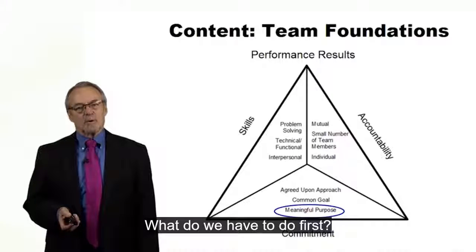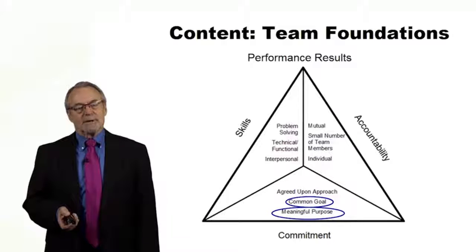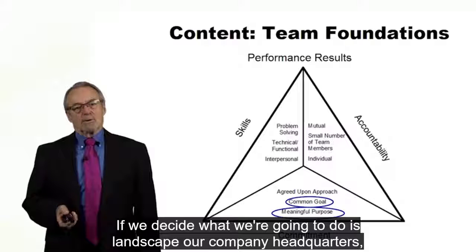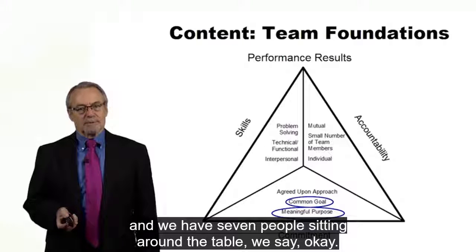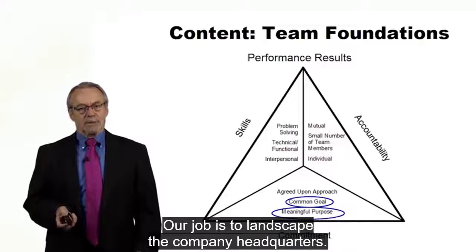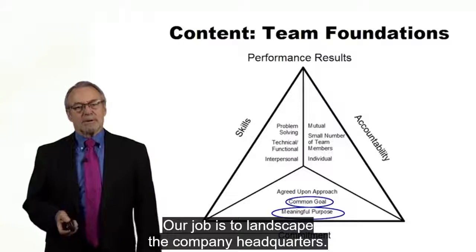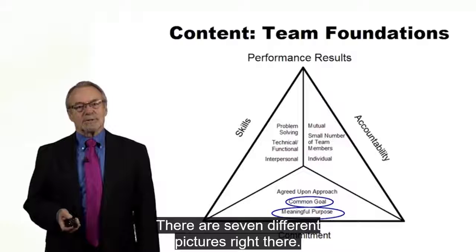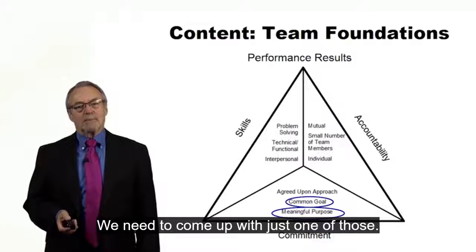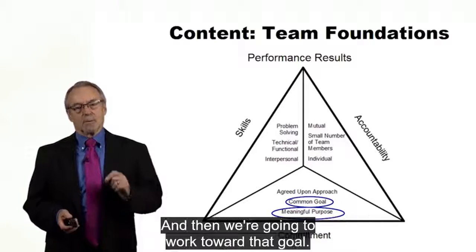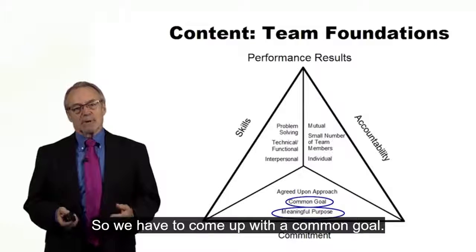What do we have to do first? We have to set some common goals. If we decide what we're going to do is landscape our company headquarters, and we have 7 people sitting around the table, we say, okay, our job is to landscape the company headquarters. There are 7 different pictures right there. Everyone has a different picture in their head of exactly what that landscaping is going to look like. We need to come up with just one of those, and then we're going to work toward that goal. So we have to come up with a common goal.